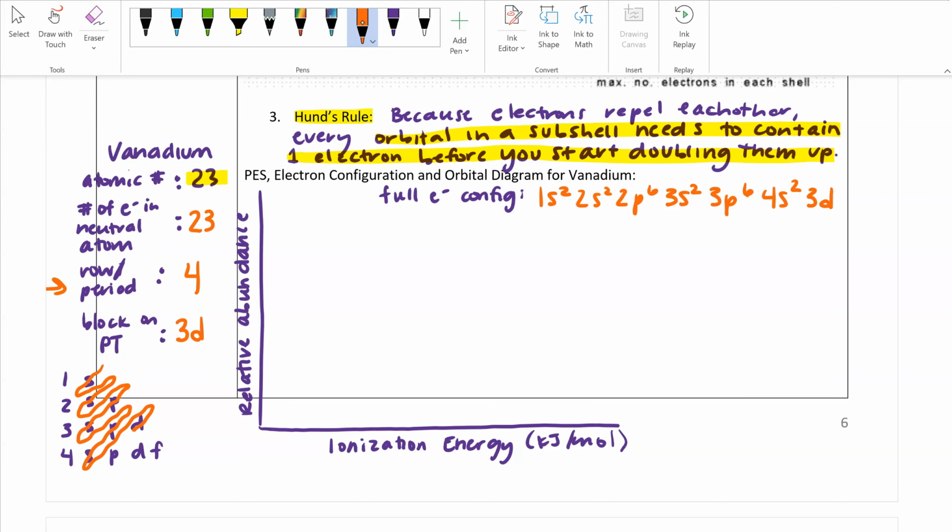So then I actually have to look at vanadium and count how many atoms over vanadium is. Vanadium is the third atom in the d block, so it's 3d3.